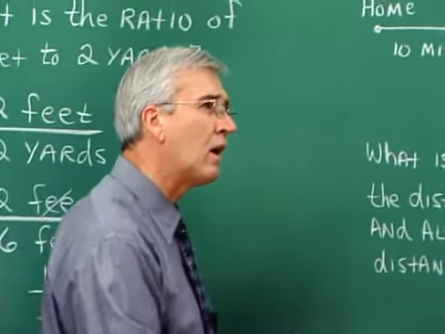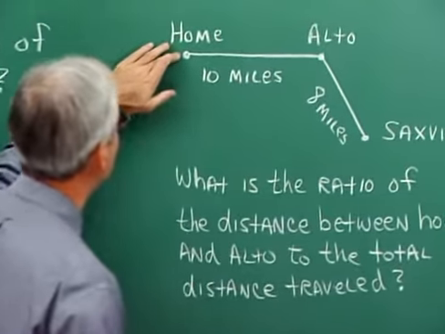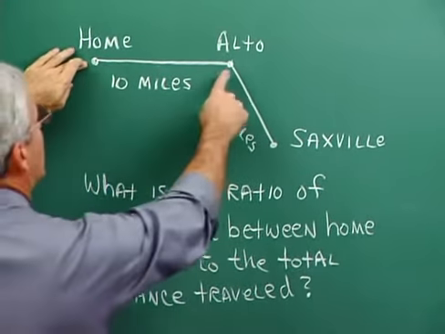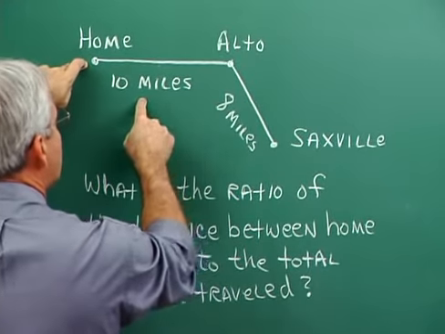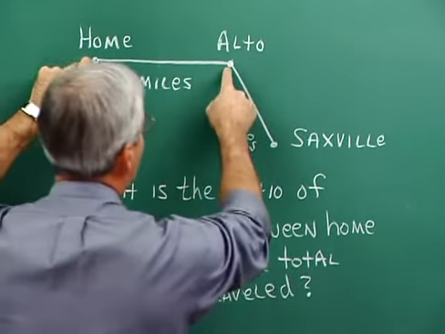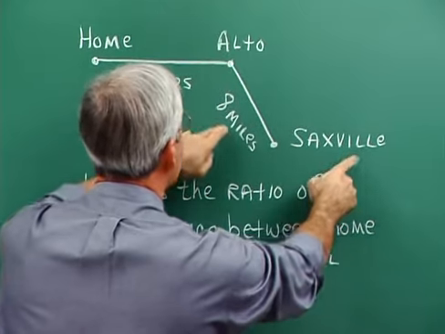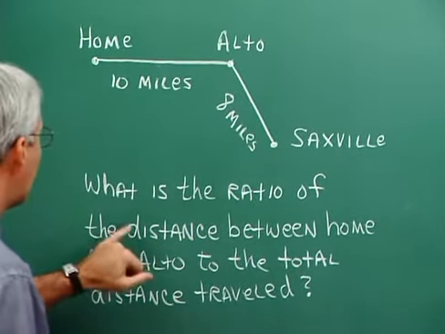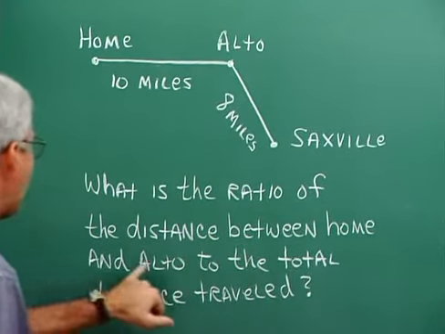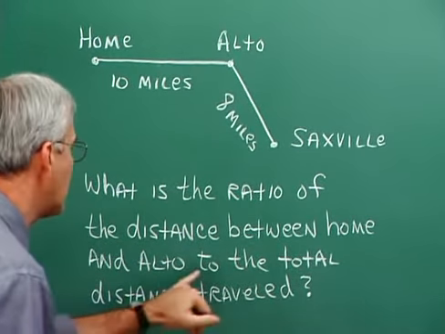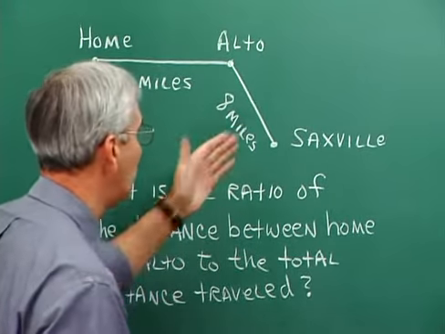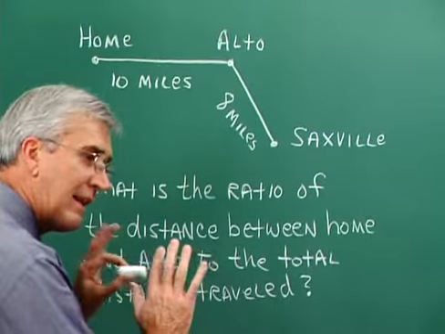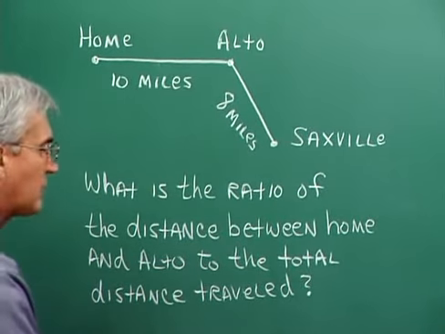Suppose we have a map, and the map illustrates the position of home, and suppose there is a city called Alto, which is 10 miles away, and from Alto to another city called Saxville, it's 8 miles. We want to represent the ratio of the distance between home and Alto to the total distance traveled if we're traveling from home to Saxville. Now, this seems complicated, and that's the reason I want to show this example.